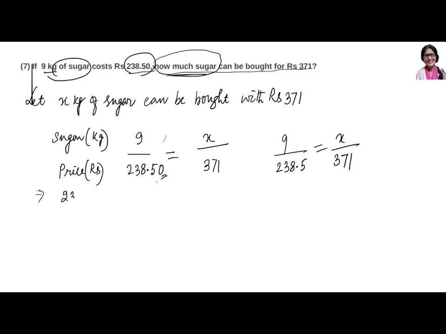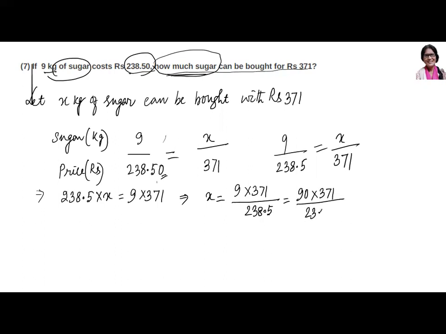So 238.5 whole multiplies x is equal to 9 into 371, or x is equal to 9 multiplies 371 upon 238.5. We can eliminate the decimal by multiplying with 10. So I'm making 90 into 371 upon 2385. So I'm cancelling with 5.